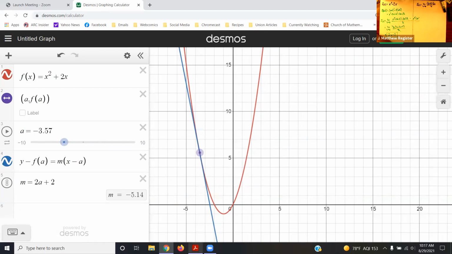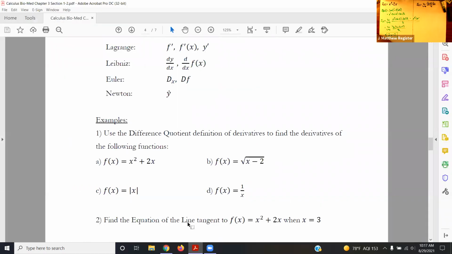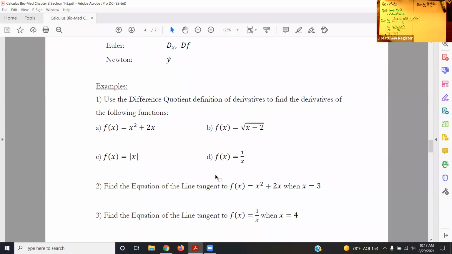Excellent. I believe number 2 is tied to this. It says find the equation of the line tangent to f of x equals x squared plus 2x when x is equal to 3. And so let's do that real quick. And so tangent line at x equals 3.